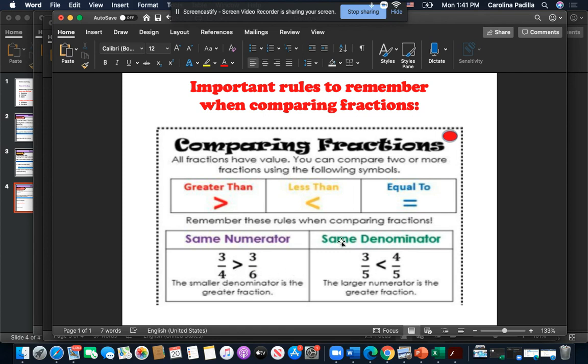Now, for fractions that have the same denominator, for example, this one here has 5 in common, then the larger numerator is the greater fraction. So in this case, 4/5 is greater than 3/5 because the numerator is larger. Please keep these rules in mind, and I will be posting this in the lesson so that you can refer to it when you work on your fraction problems, okay?